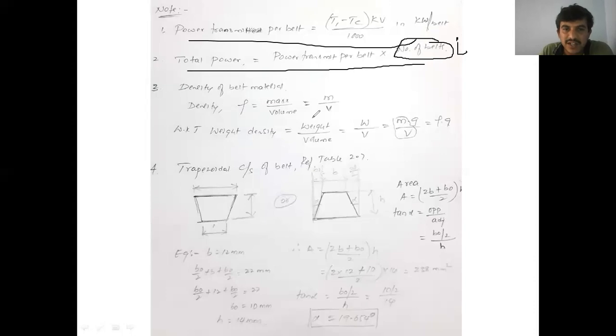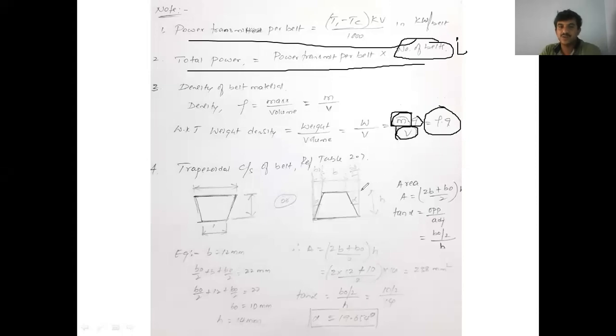What is the remaining formula? Density of the belt, it is mass per unit volume. Weight density is equal to weight per unit volume. As you know, the weight per unit volume, again weight is equal to what? Mass into acceleration due to gravity, right? And mass per unit volume is what we call as a density, right? Then weight density is equal to rho into g.